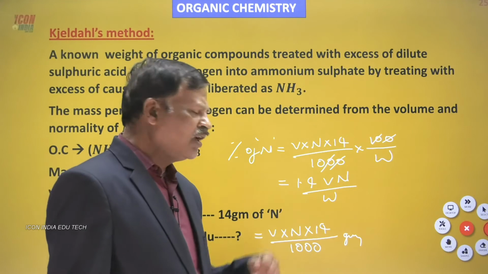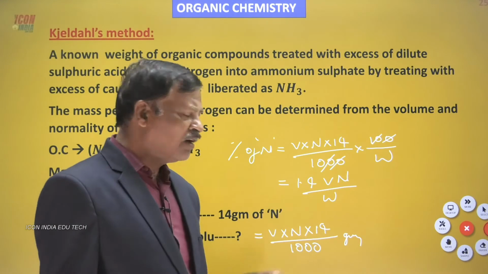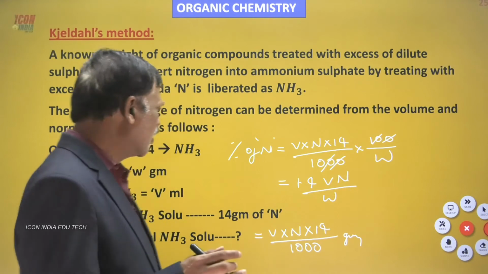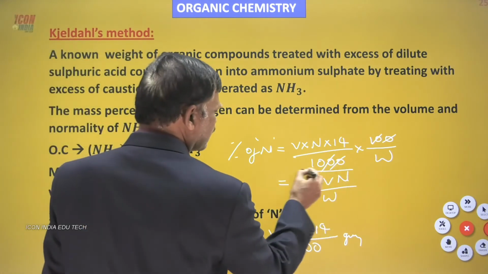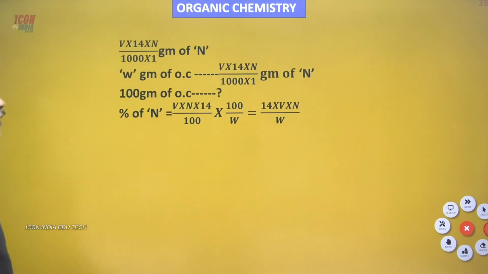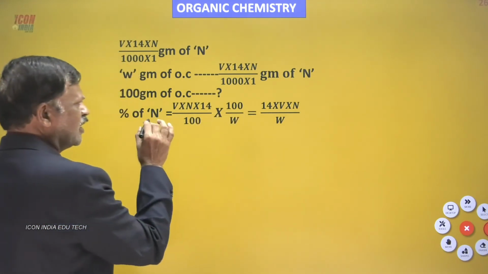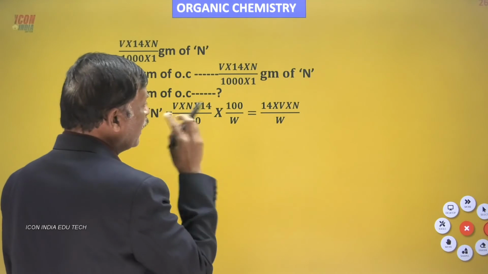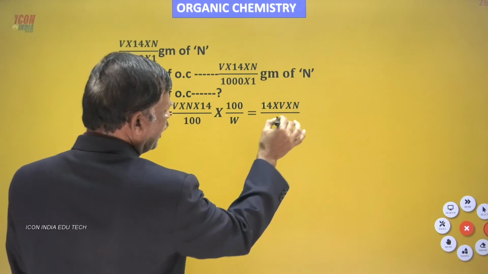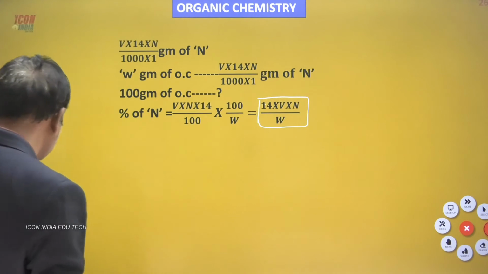Here what is V? Volume of ammonia evolved in the Kjeldahl's method. N, normality of ammonia. W, mass of organic compound. So, this you need to know. Now, that only I explained: percentage of nitrogen in the 100 grams of organic compound is 1.4 VN by W, as already taken.